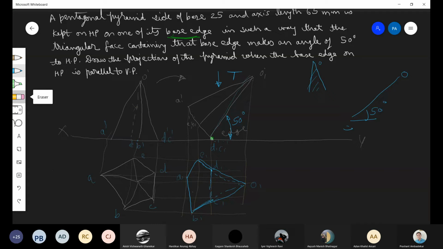VP मतलब किस व्यू में ड्रॉ करेंगे हम अभी? Parallel to VP मतलब it's talking about which view? Top view. Top view. And what is expected in the top view? That this DC should be parallel to XY line. So what will we do now? We'll rotate this. How? Such that this DC is horizontal. DC becomes horizontal.